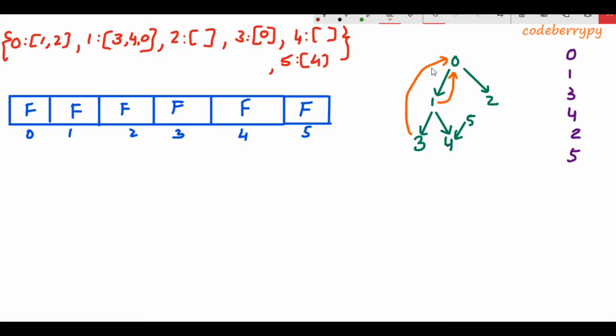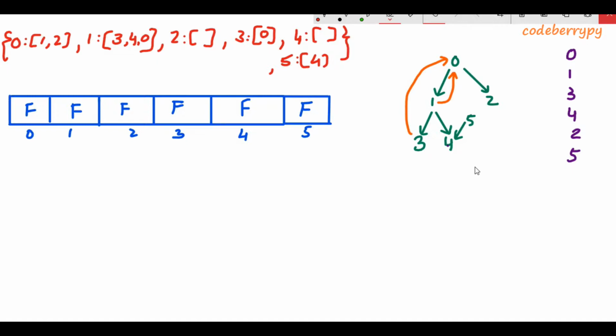In this graph, as you can see, there is a cycle from 1 to 0, and that has been marked with orange. And there's a cycle from 3 to 0, and that has been marked with orange. The cycle basically means you could go from 0 to 1, and from 1 you could go back to 0. So this is like a continuous movement. Again, you could go from 0 to 1, then 1 to 3, then from 3 you could go back to 0. So this is again a continuous movement.